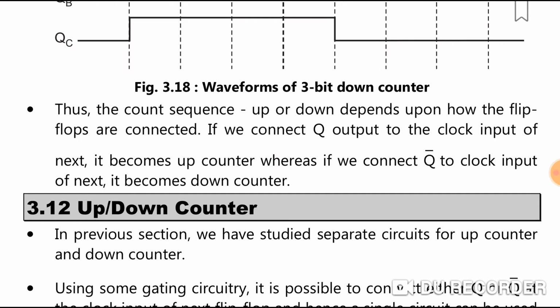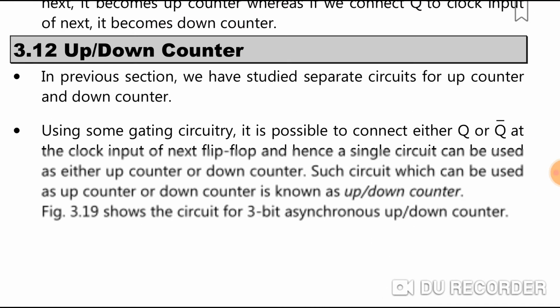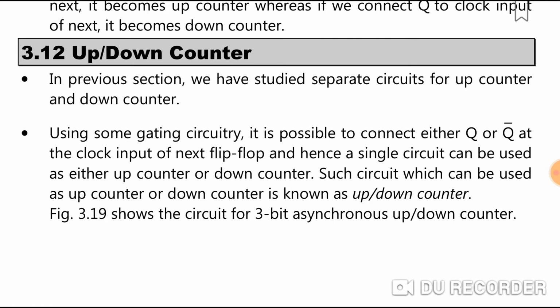Thus the count sequence, up or down, depends upon how the flip-flops are connected. If we connect the Q output to the clock input of the next, it becomes an up counter, whereas if we connect Q bar to the clock input of the next, it becomes a down counter. Now we have seen it separately. Now the same up and down counter can be visualized in the same circuit.